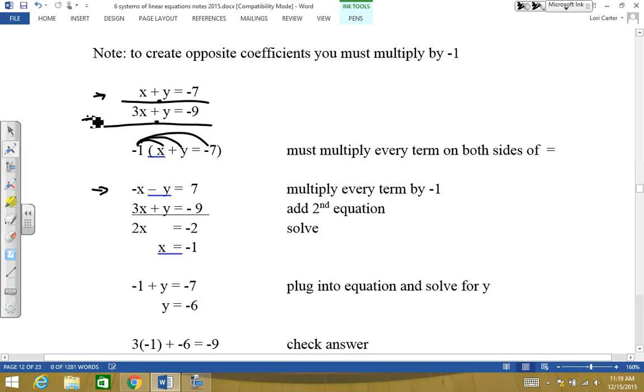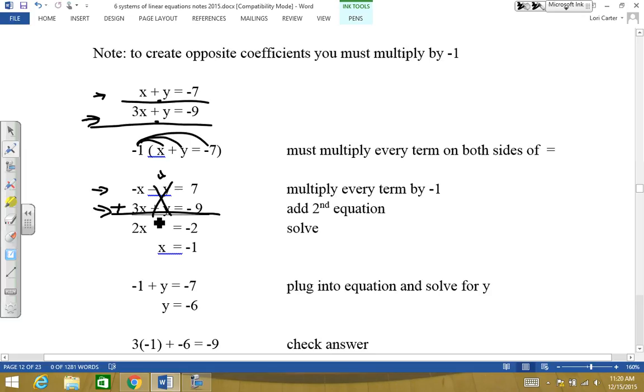I'm going to write down the second equation. Now what am I going to do with those two equations? You're going to add them, because I have opposite coefficients on the y: negative and positive. So 2x. What's a negative 1 plus 3? Positive 2, so 2x. The negative 1y and the positive y, what are they going to do? Cancel. 7 minus 9 is negative 2.